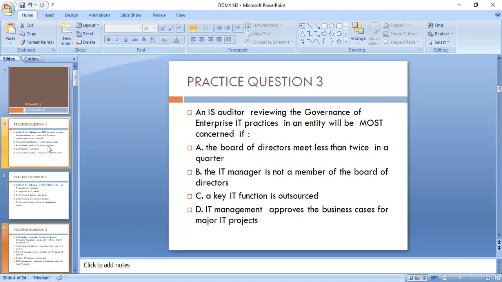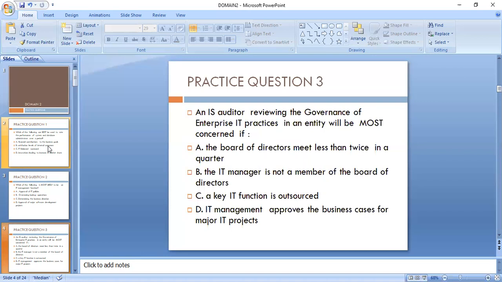Question 3. An IS auditor reviewing the governance of enterprise IT practices in an entity will be most concerned if A. The board of directors meets less than twice in a quarter. B. The IT manager is not a member of the board of directors. C. A key IT function is outsourced. D. IT management approves the business cases for major IT projects. Okay, so which one of these is the governance of enterprise IT major concern?